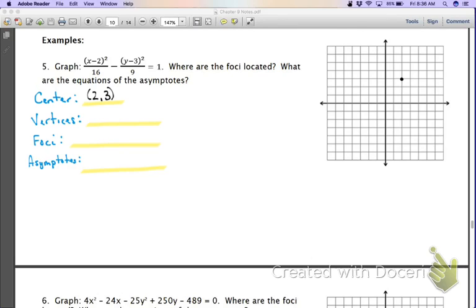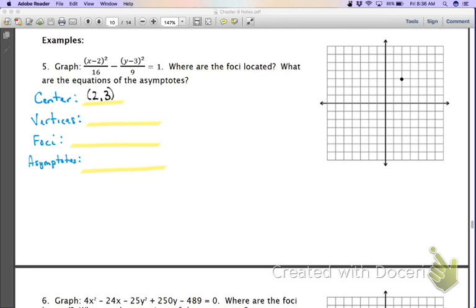Now, from here, it's completely up to you as far as what you want to do. If you want to graph your asymptotes, or if you want to graph your vertices, it doesn't matter to me as far as the order in which you do it. Like I said, it's really up to you. I would probably figure out what your a and your b are first, and then go from there.